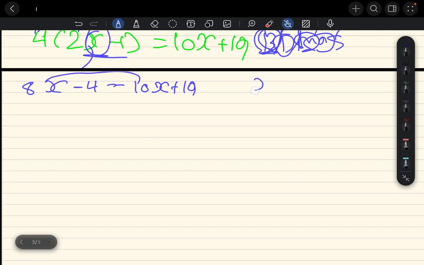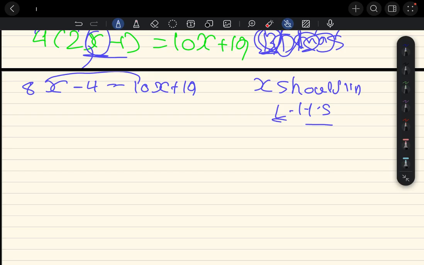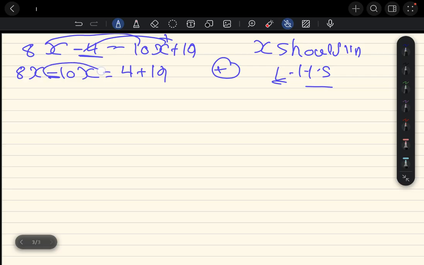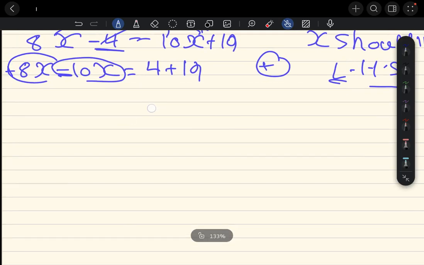We should have x on the left-hand side, right? So on the left we're gonna do 8x minus 10x. Here the 4 is gonna be plus 4. The plus you can write it or you can't, it's up to you. Plus 19 minus 10x plus 8x is equal to negative 2x equal plus 4 plus 19.